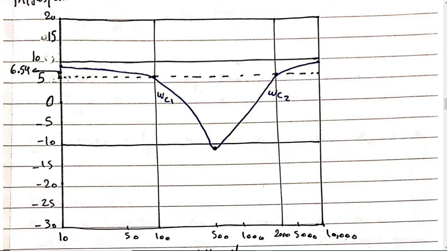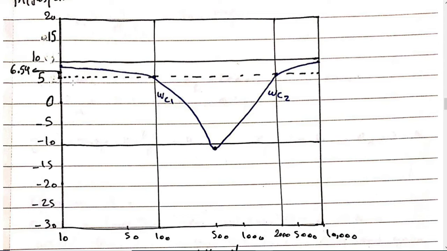So if this is the maximum value, which is really the gain for the filter, and it is multiplied by 1 over square root of 2, it will give me the magnitude of the transfer function at cutoff frequencies. This one is the lower cutoff frequency, and this one is the higher cutoff frequency. So this line is 6.54. The magnitude of the transfer function at cutoff frequencies is 6.54 dB.